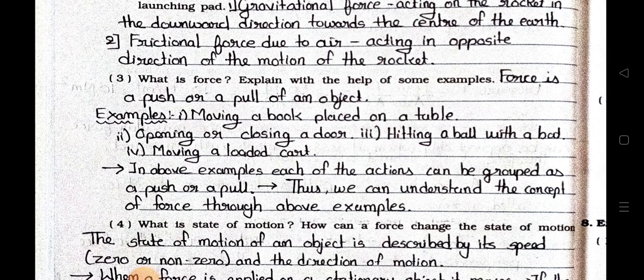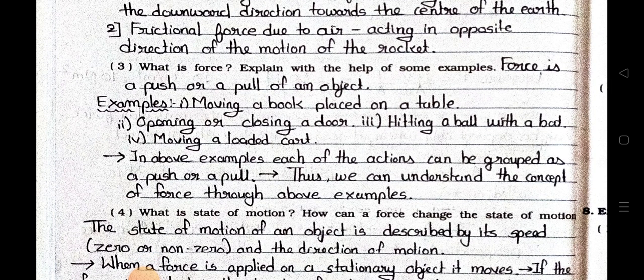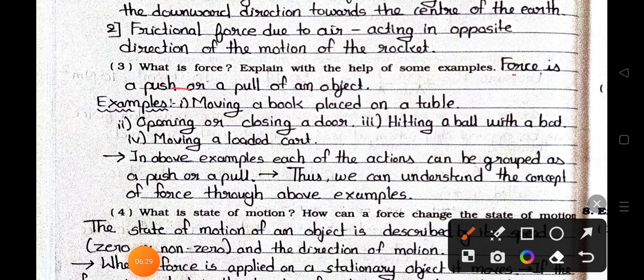See the question number 3. What is force? Explain with the help of some example. Answer is force is a push or a pull of an object. Example is point 1, moving a book placed on a table. Point 2, opening or closing a door. Point 3, hitting a ball with a bat. Point 4, moving a loaded cart. In above example, each of the actions can be grouped as a push or a pull. Thus, we can understand the concept of force through above example.